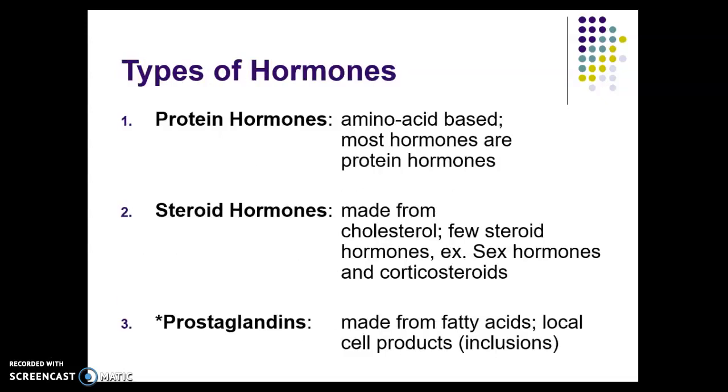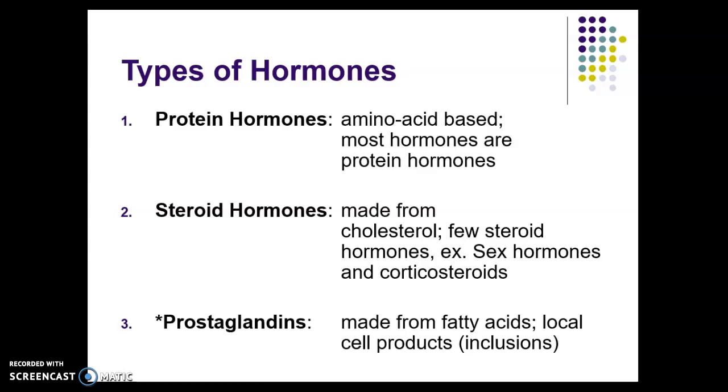So as I just said, protein hormones are made out of amino acids, okay? The majority of the hormones in our body are amino acid or protein hormones. Steroid hormones, their building block is cholesterol, all right? We have fewer steroid hormones in comparison to protein hormones. Some examples of them are sex hormones, like you've probably heard of estrogen or testosterone. And then from the adrenal cortex, we have classes of hormones that are called corticosteroids that are all steroid hormones.